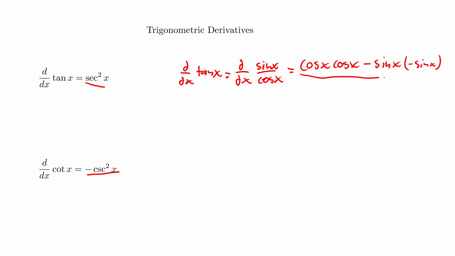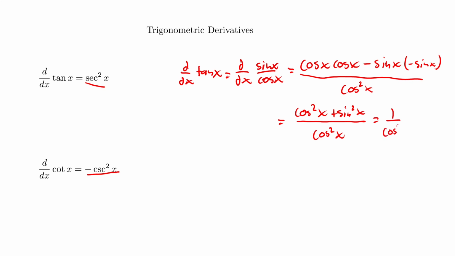And then square the bottom, that's going to be cos squared x. Now let's look at the top here. What is this going to become? This is going to become cos squared x plus sine squared x, and then over cos squared x. And now the key here is that if you remember your trig identities, cos squared x plus sine squared x, for every value of x is going to be equal to 1. So this is just going to be equal to 1 over cos squared x.